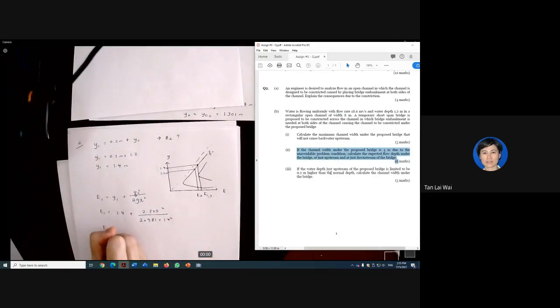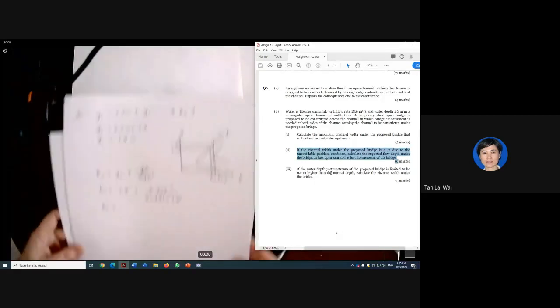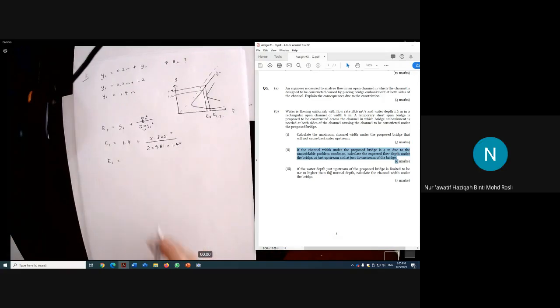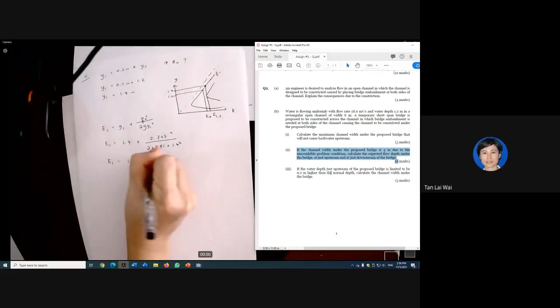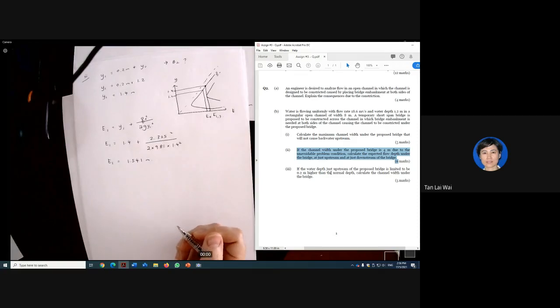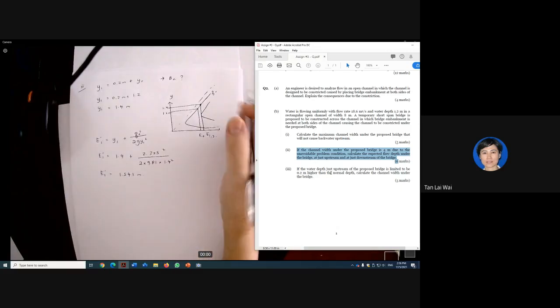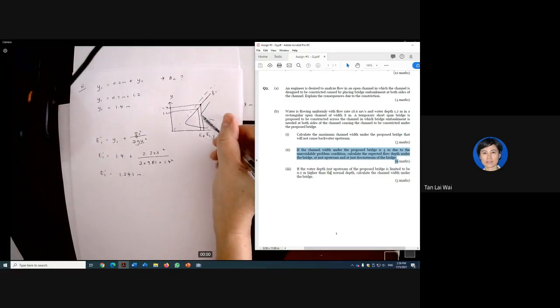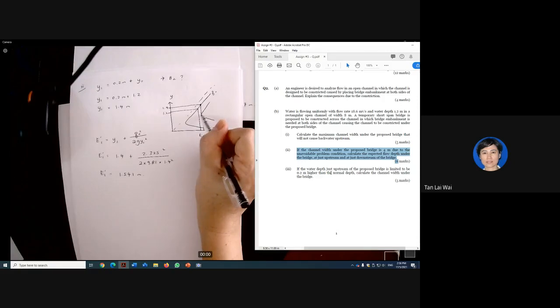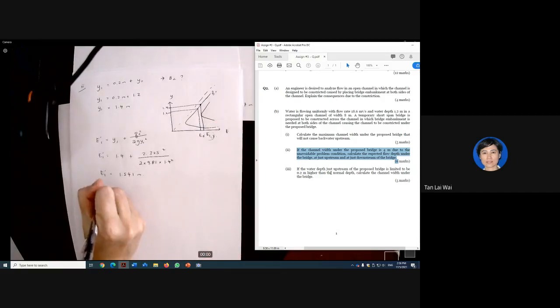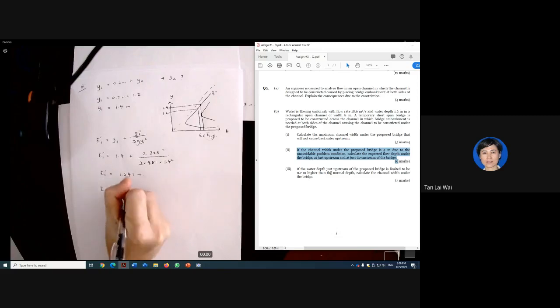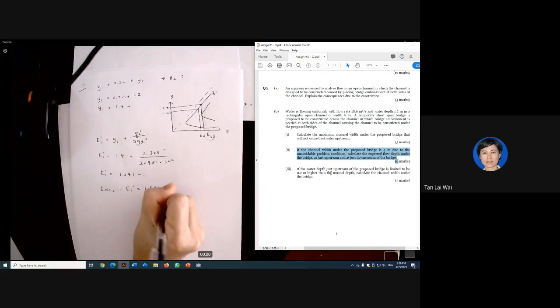So my E1 is... can anyone help me solve this? 1.541. Okay, thank you. So you have that already. Actually this is the new E1. Once you have that, I have this value. So this E1 prime is the same as my E min here. So E min 2 equals E1 prime, equals 1.541 meter.